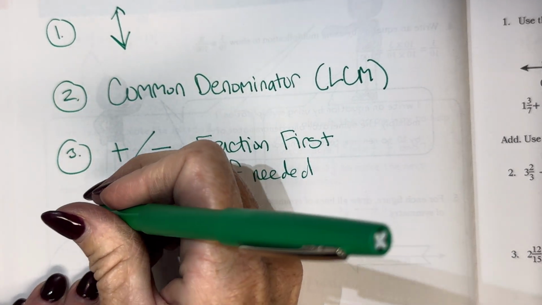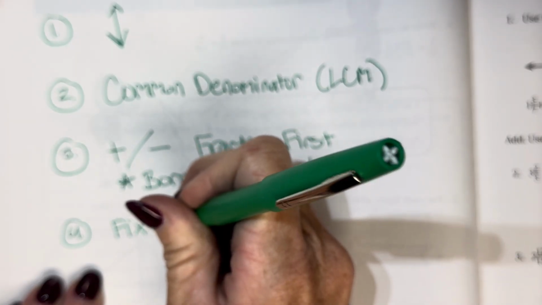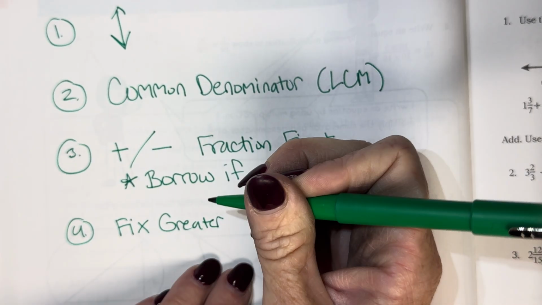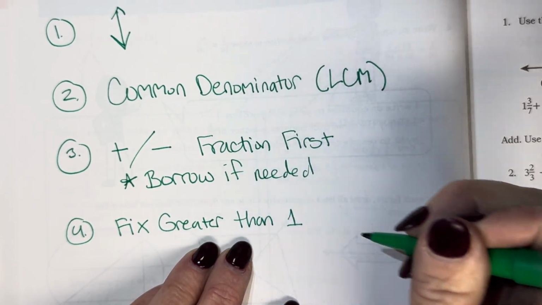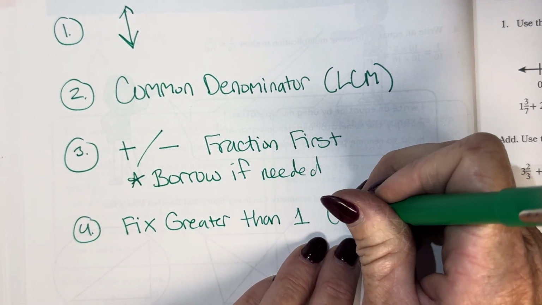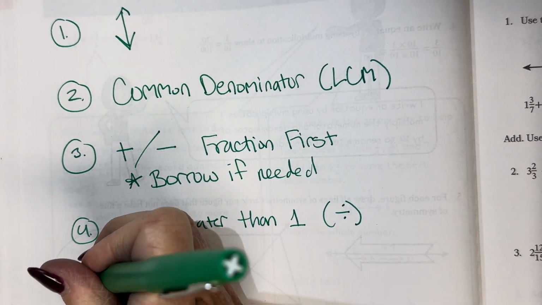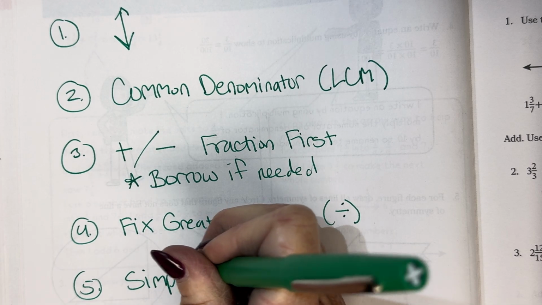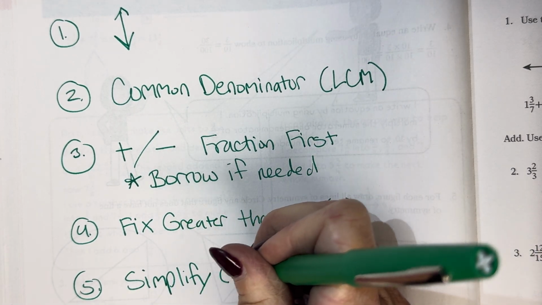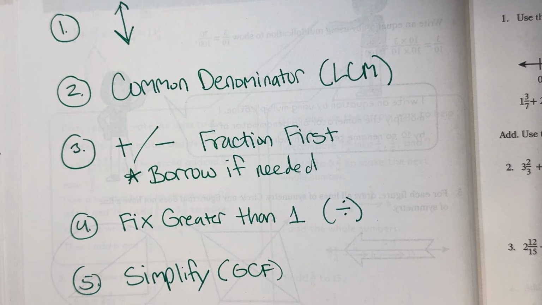Step 4 is we are going to fix greater than 1 fractions. And remember, sometimes people refer to them as improper fractions. So fix greater than 1 fractions, and we do division to do that. We use that in and out. And step 5 is we're going to simplify using our greatest common factor, which is our largest number that they both share that can fit in them.